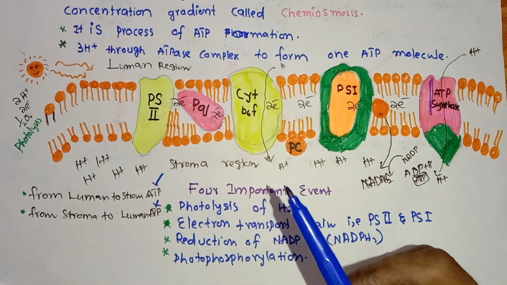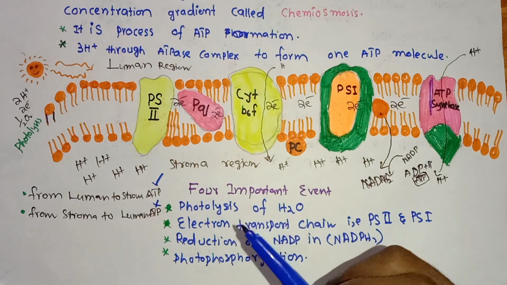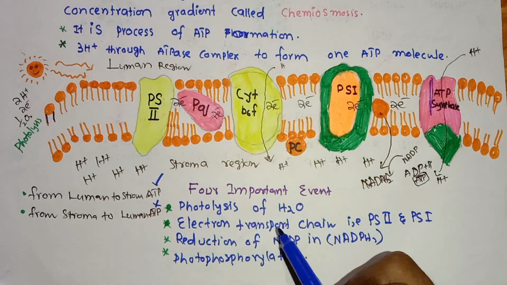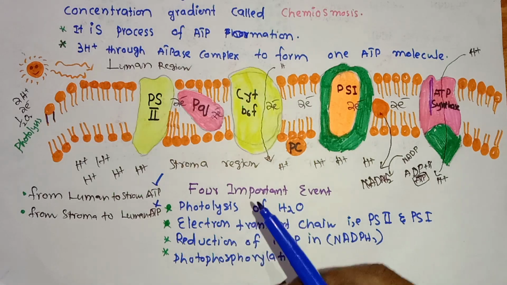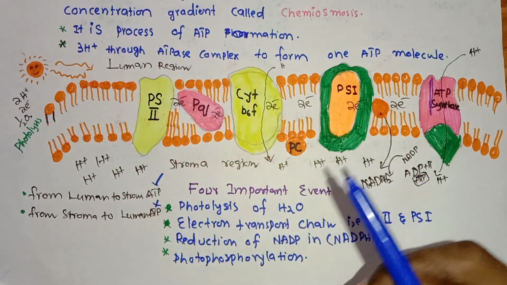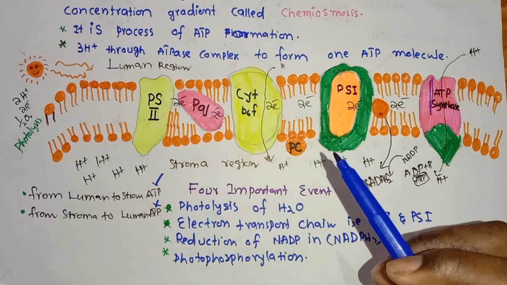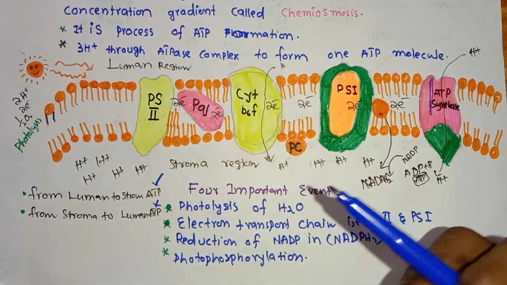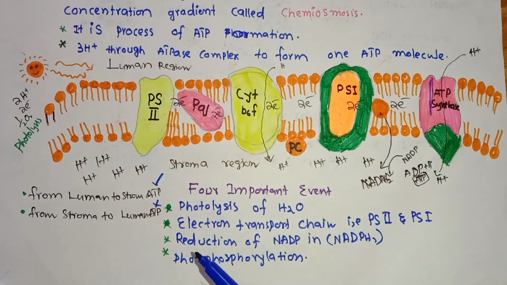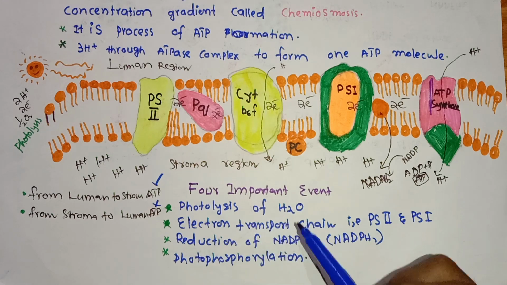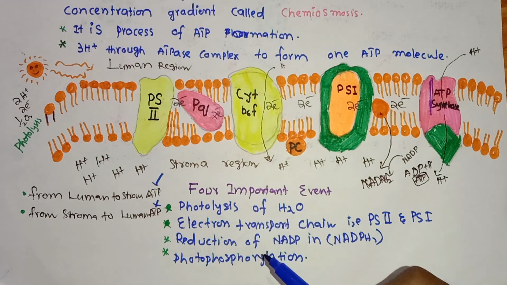Now in the light reaction we have discussed four main events. Number one is photolysis of water. And what is photolysis of water? Photolysis of water means splitting of water, the splitting of water into hydrogen and electron plus oxygen. So this is photolysis of water as we have discussed. And secondly, we have discussed the electron transport chain. Now how the electron is transported from ground state to excited state and how it is transferred to the different types of complexes and also from PS2 to PS1.